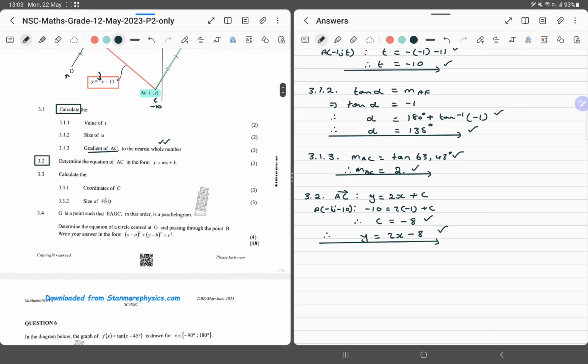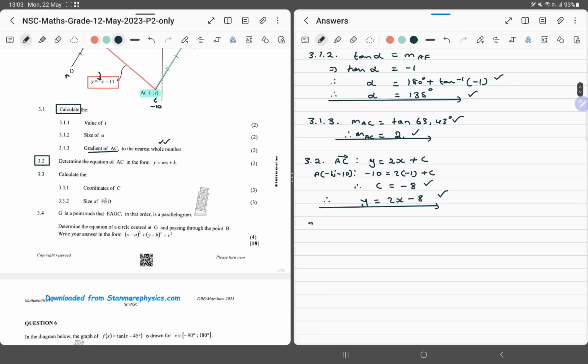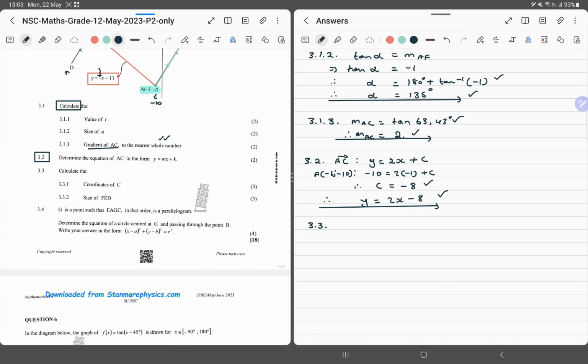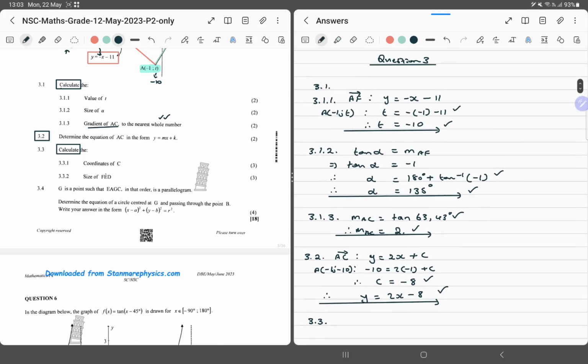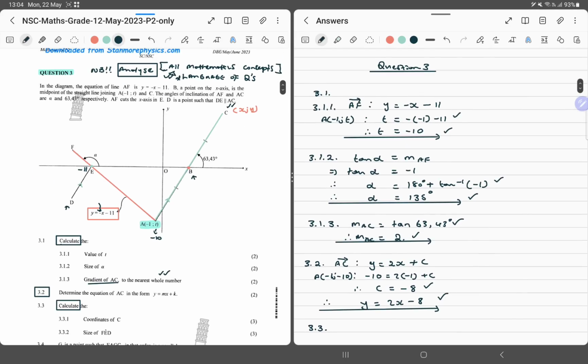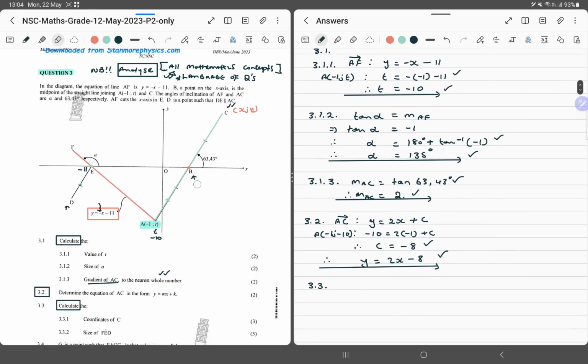Anyway, so let's get to 3.3. 3.3 says calculate. So again, you can't just show up with an answer. Calculate the coordinates of C. Okay. Now, for us to work out the coordinates of C, we need B first. We need to work out B. Because without B, C becomes a bit of a situation, is it not?